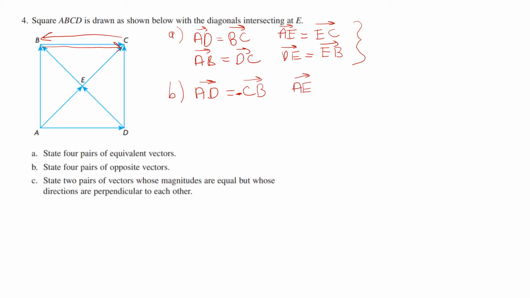Same thing with this one, I have AE equaling EC, but let me just switch EC to the opposite, which goes from C to E. So now I have CE, but I also need to put the negative sign in front. I do the same thing for the other ones.